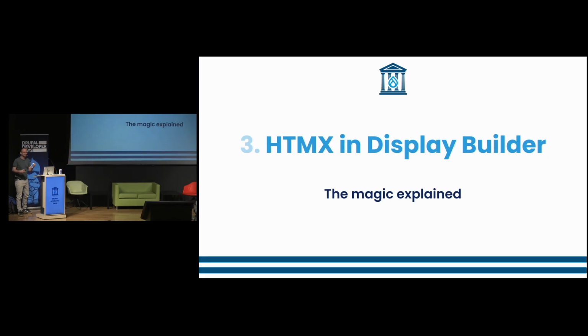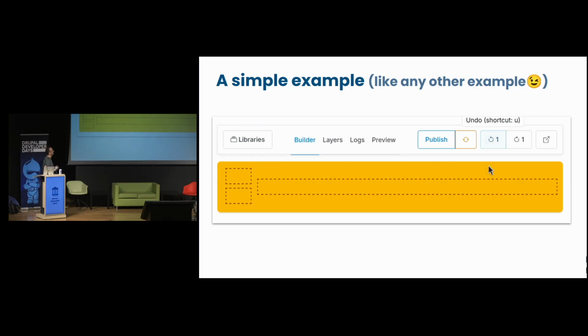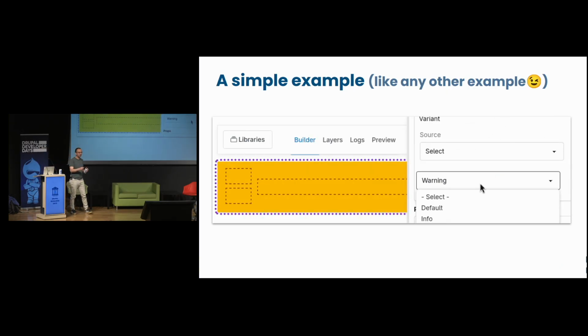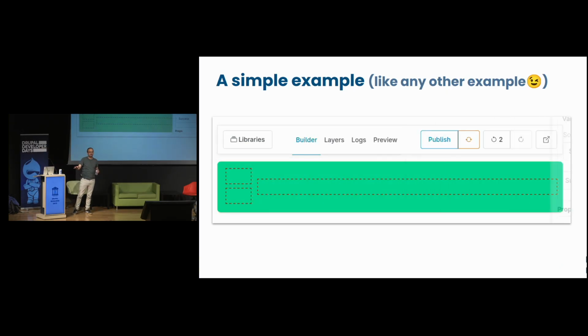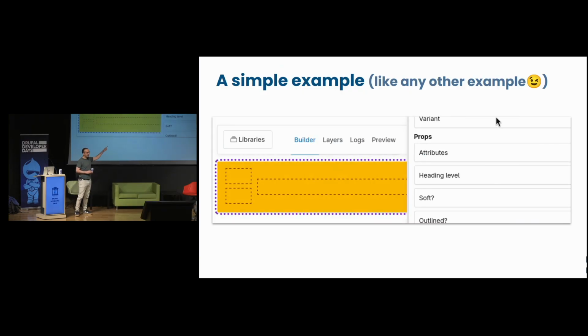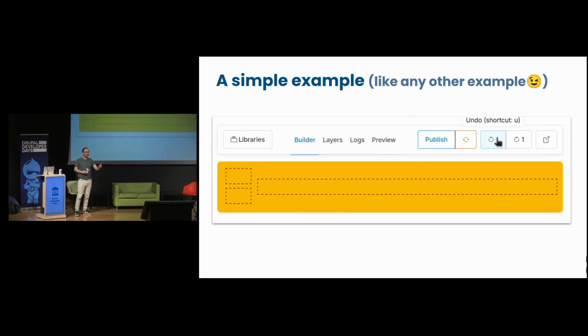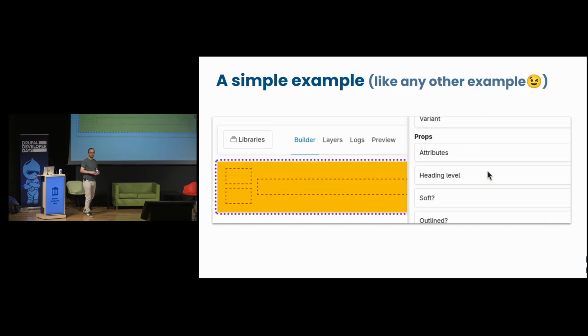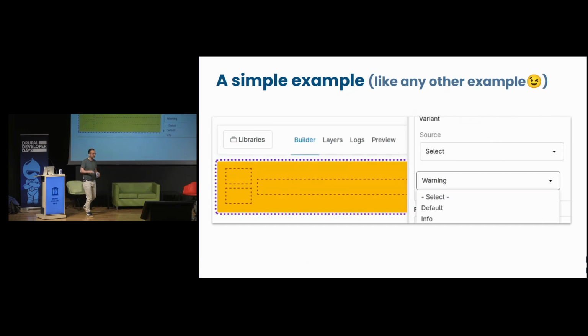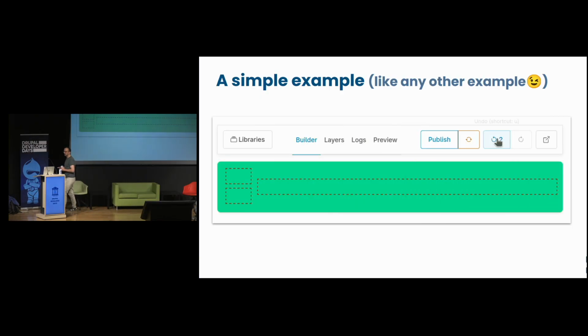This is the magic. You will see. I will take an example. It's a simple example, but all the examples are simple. I'm taking this alert. I choose the success variant, and I click the undo button. It's looping. Very simple.